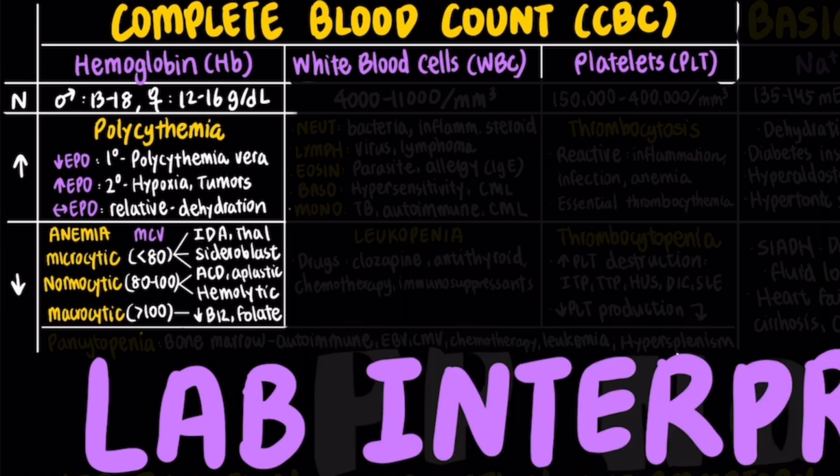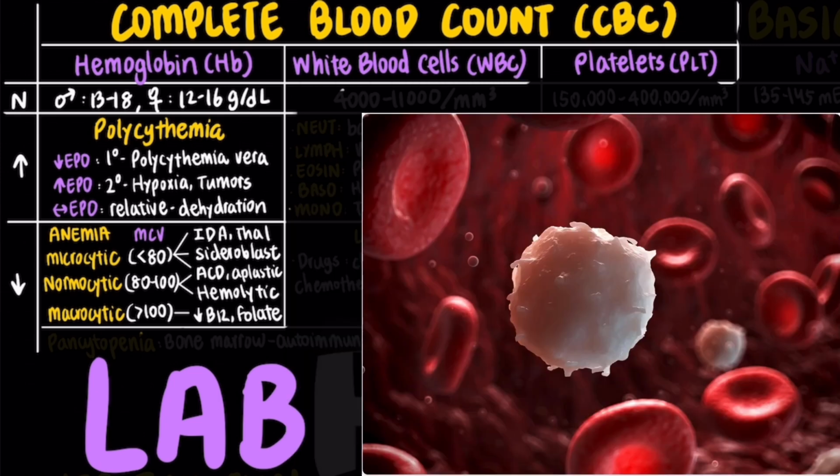Now let's move on to white blood cells. The normal count ranges from 4,000 to 11,000 per microliter. A high white blood cell count doesn't always mean infection. It depends on the subtype.